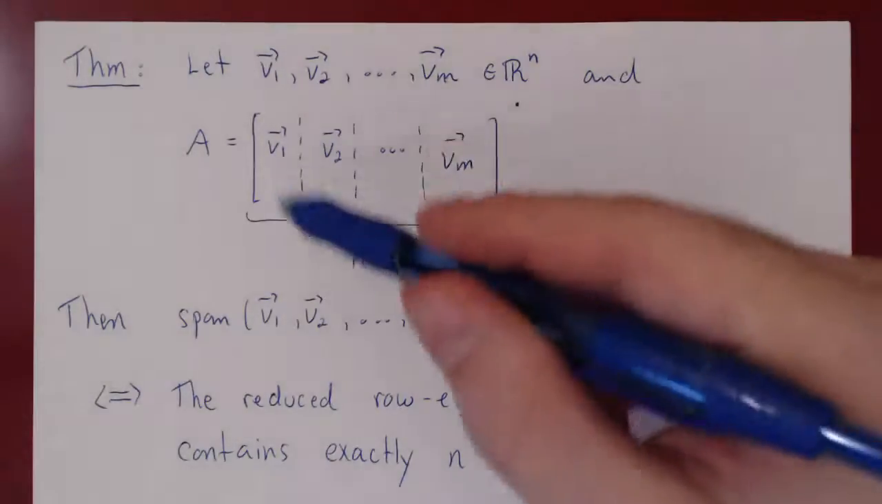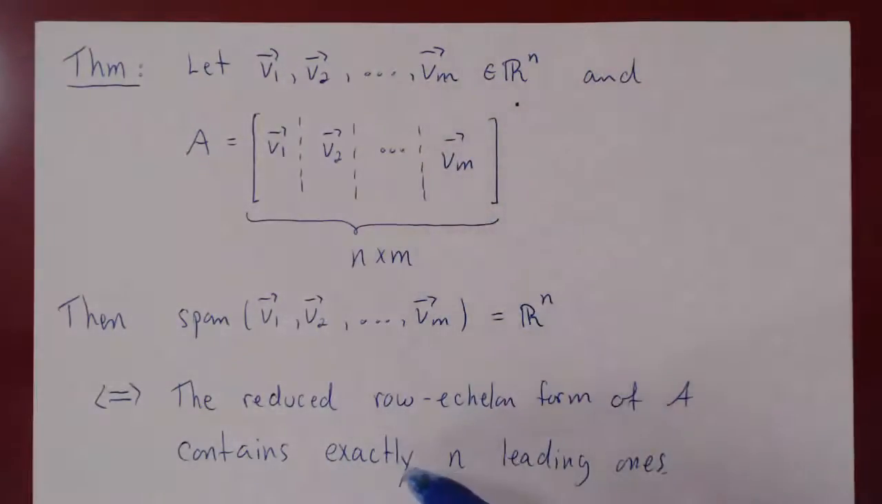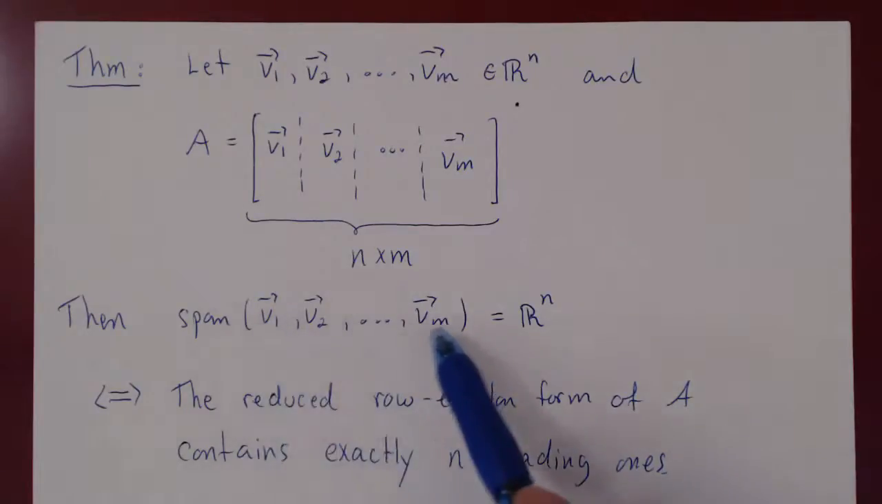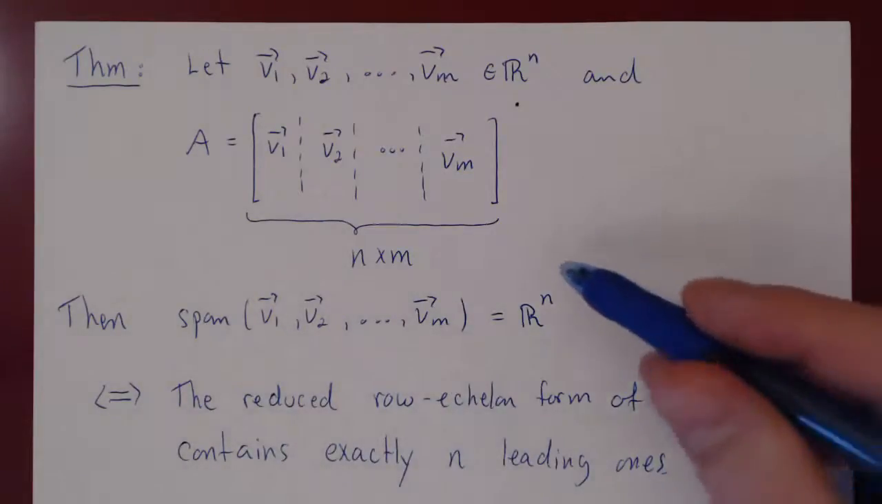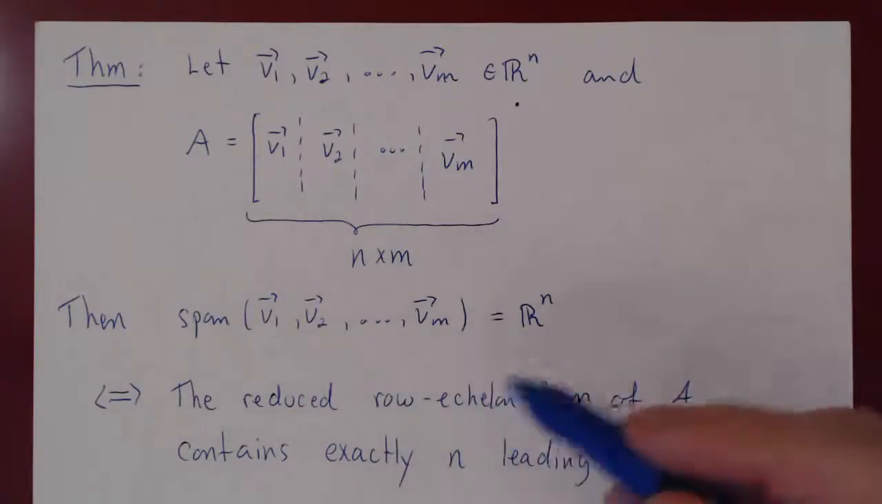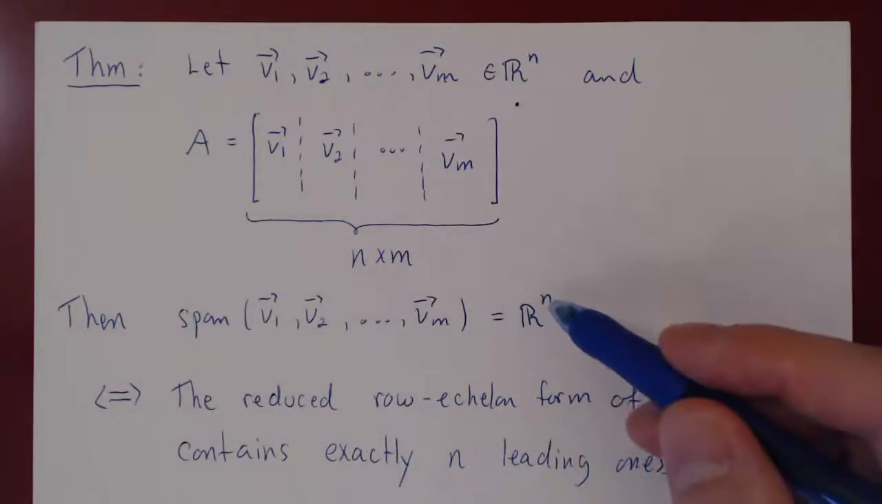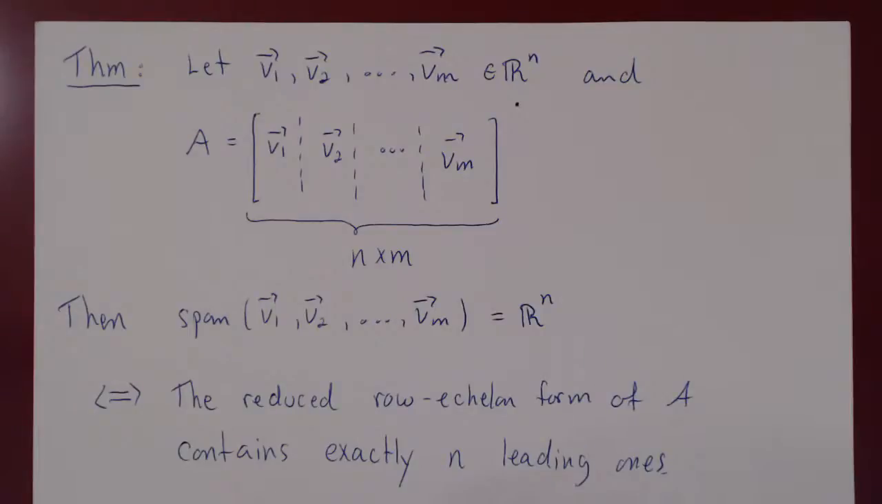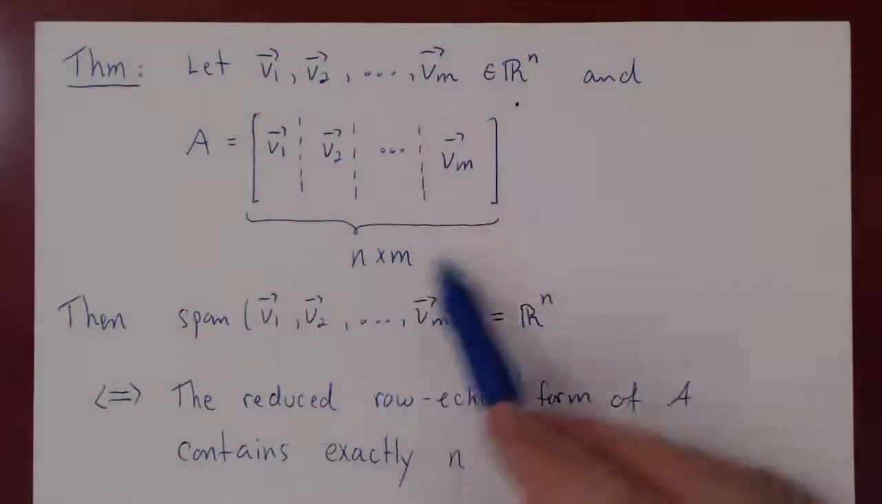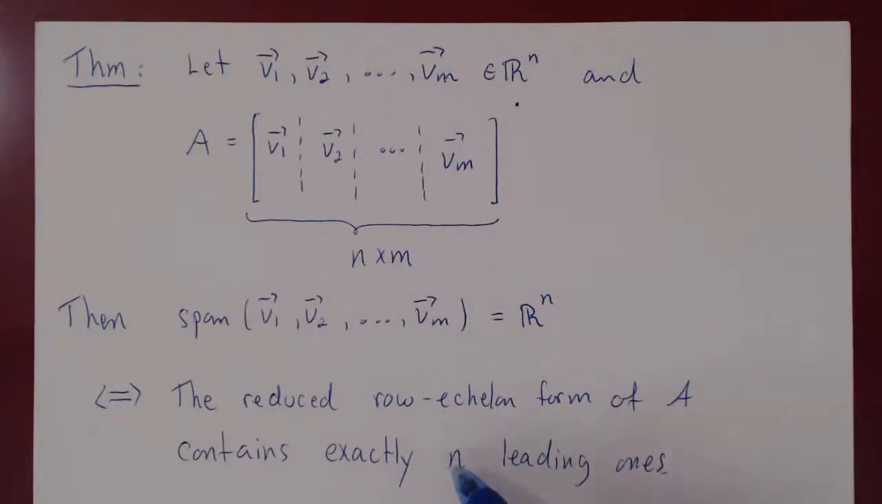And so if you want to span Rn, you have to span n dimensions. And when you row reduce the matrix A, think of every leading one as allowing you to generate one additional dimension. So if these vectors will generate Rn, they have to generate n dimensions. And because every leading one allows you to generate one dimension, the reduced row echelon form of A must contain exactly n leading ones.